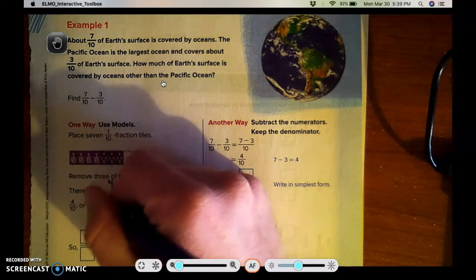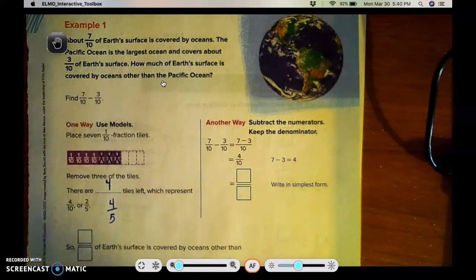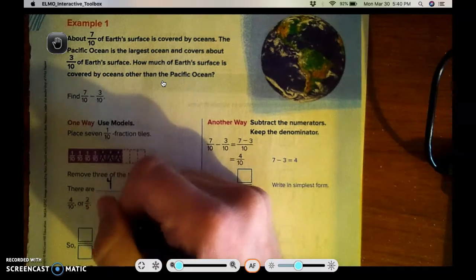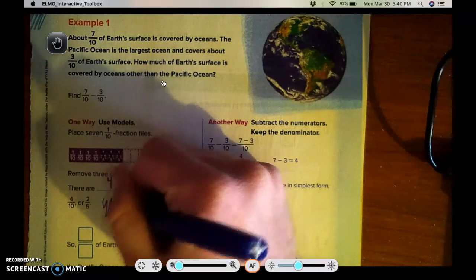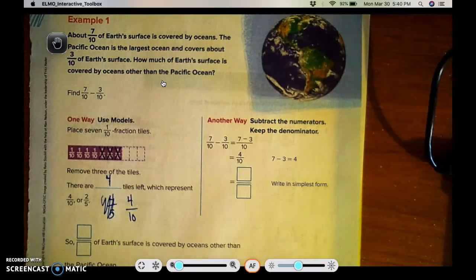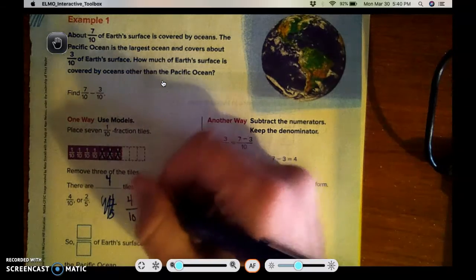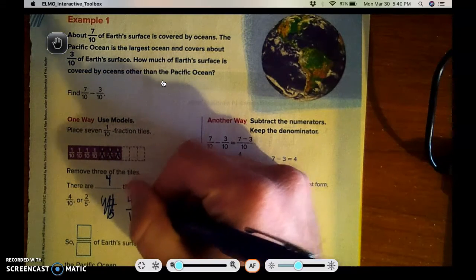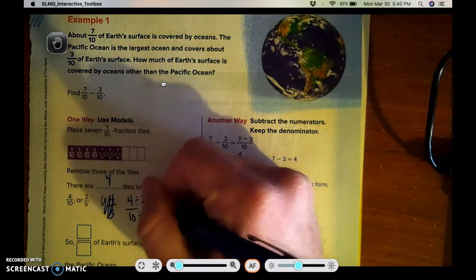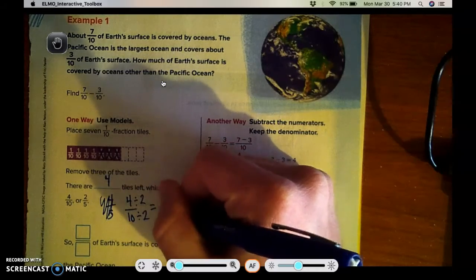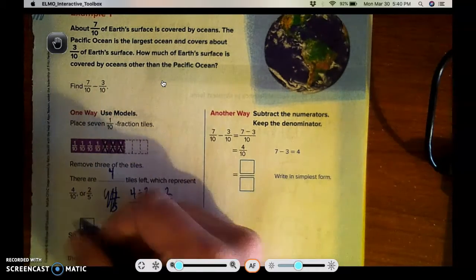So again, if there's factors that can go into both the numerator and the denominator other than 1, we want to take it down as small as we can, so they had to divide both of them by 2, because 2 will go into both 4 and 10. They got 2/5, and I know I can't go any smaller.